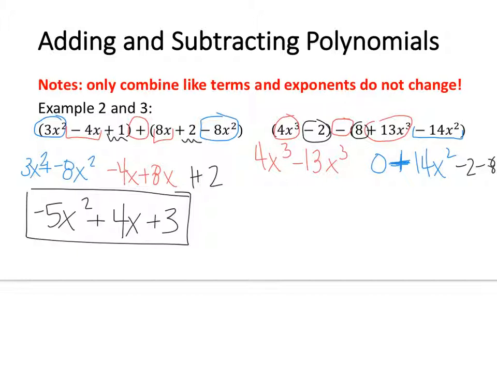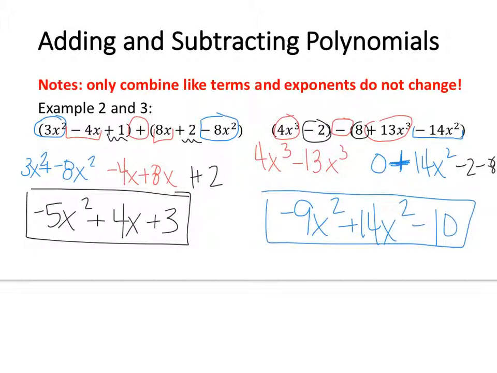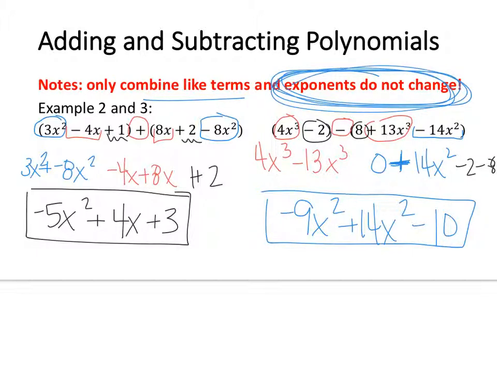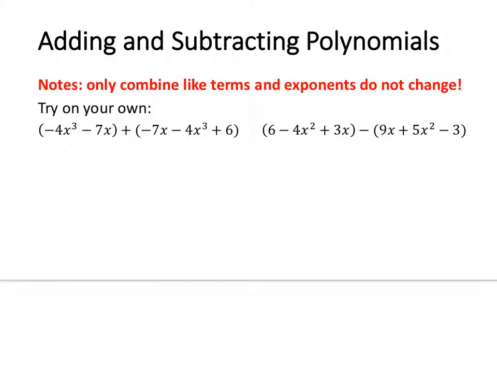So my answer in standard form for this polynomial would be negative 9x to the third plus 14x squared minus 10. And I made that note up there that you only combine like terms and that your exponents do not change. When you are adding or subtracting, your exponents do not change. So here's your two try on your own problems to add your polynomials.